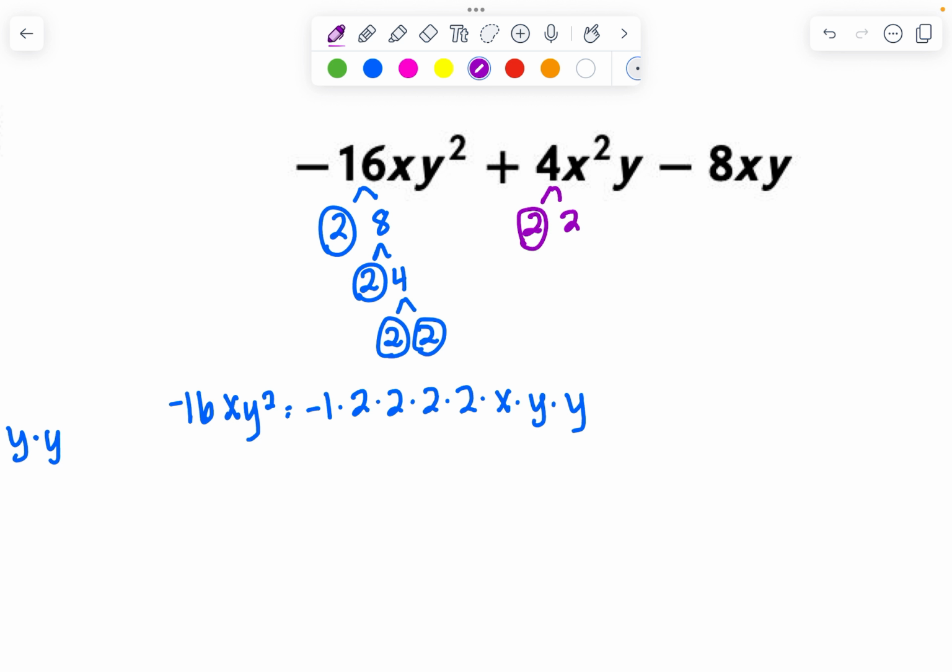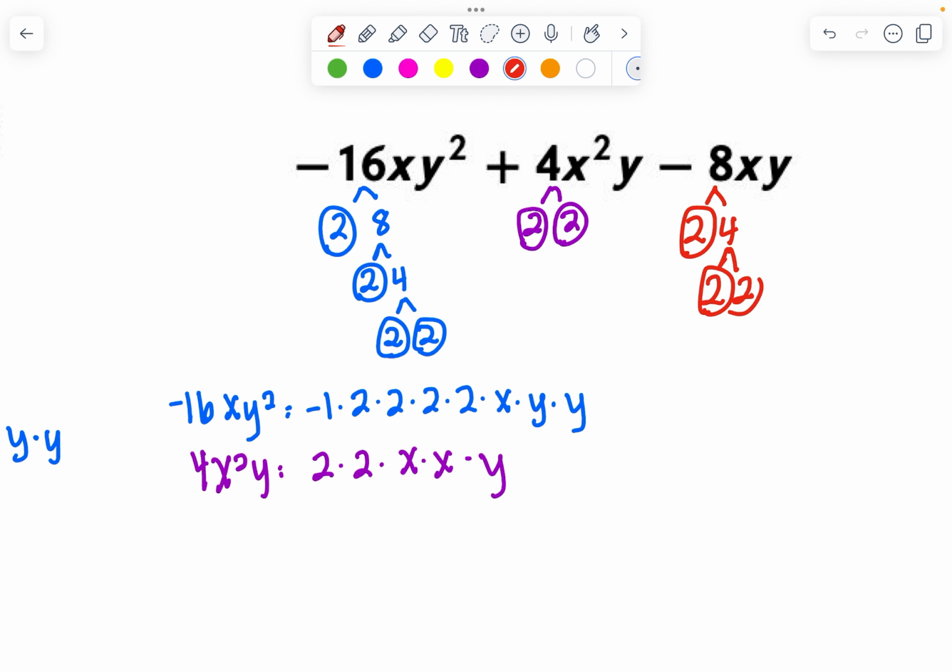4 is just 2 times 2. So 4x squared y, 2 times 2, x times x, and y. And then 8xy. 8 is 2 and 4. 4 is 2 and 2. So 2 times 2 times 2 times x times y, for 8xy.